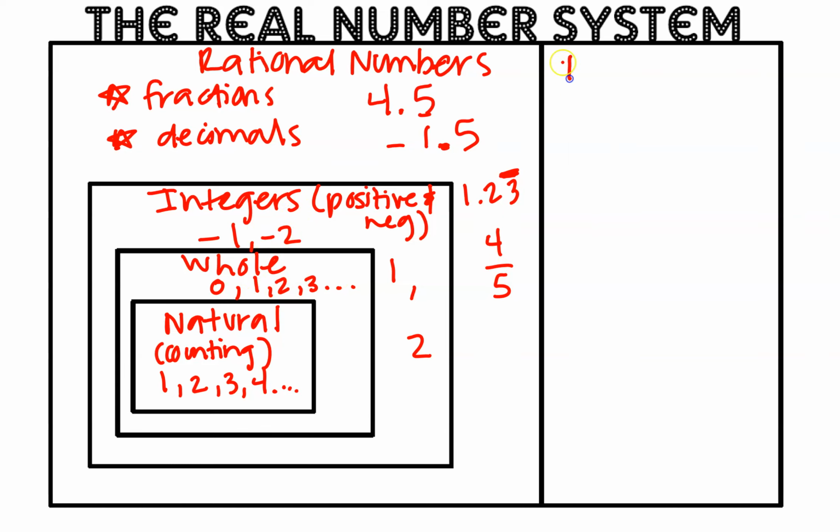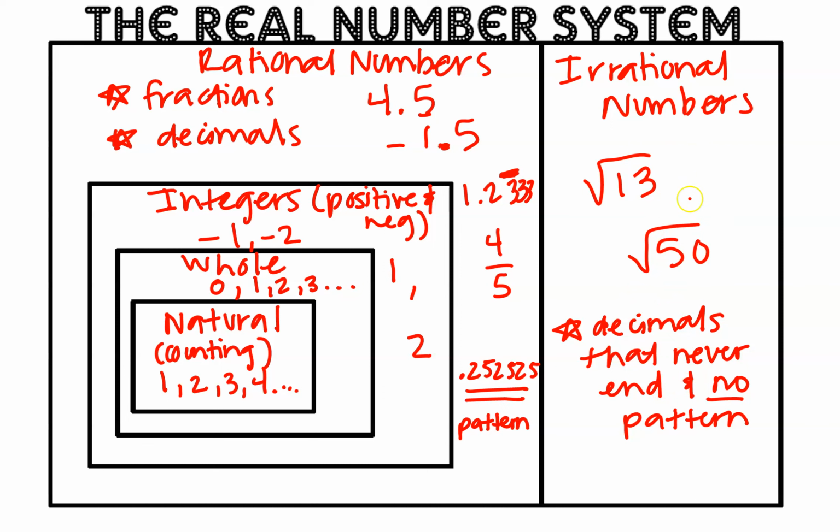Now in this side, it does not have a pattern. If you remember, we did square root of 13. Square root of 13 was a decimal that never ends. And if you went ahead and put it on the calculator, square root of 13 never ends and it does not have a pattern. Same thing with square root of 50.